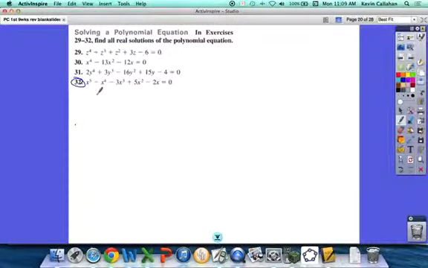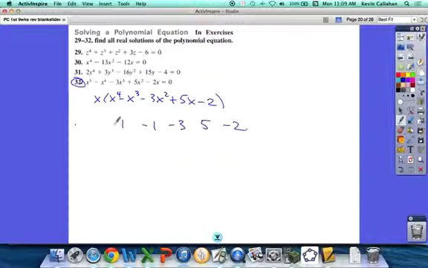Well, let's factor out the x first, because that's the easy one. X to the 4th minus x to the 3rd minus 3x squared plus 5x minus 2. The 0 we already know. Okay, now let's do synthetic division. 1, negative 1, negative 3, 5, and negative 2. And we're going to divide out a bunch of zeros. How about the negative 2? Negative 2 times 1, 6, negative 6, 2.